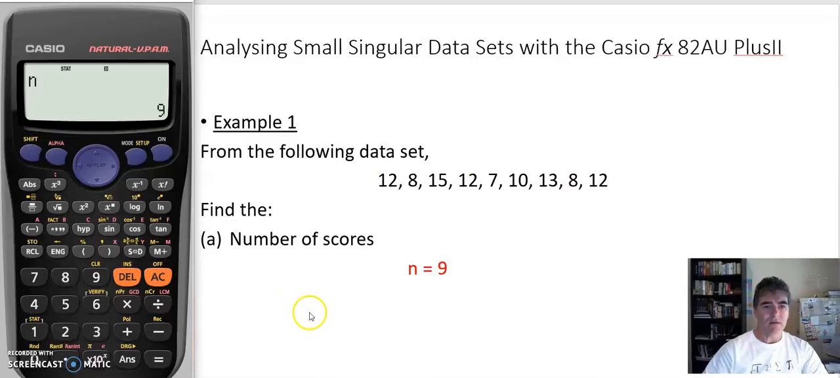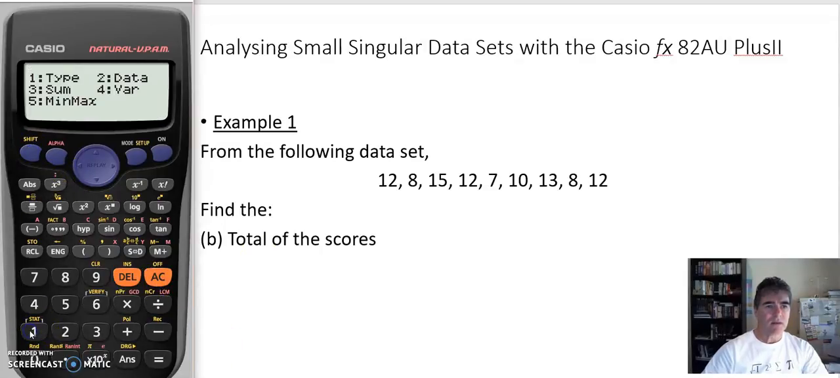So now that we know that the number of scores is 9, let's have a look at what the total of all the scores are. Total means we need to add them all up. So press all clear. We want to find the sum, because sum also means to add them up. So 3, and this is our symbol here for the sum of the scores. So the sum of x, which is the scores, and when we do that, we want the number 2, press equals, and we find that our total is 97.